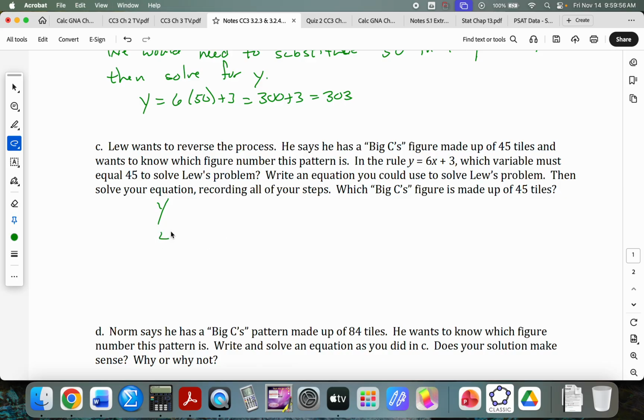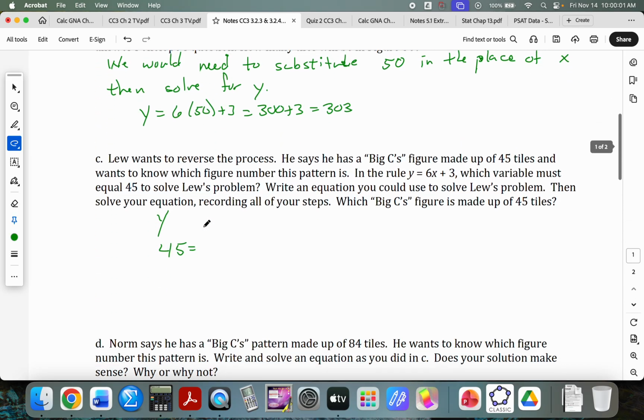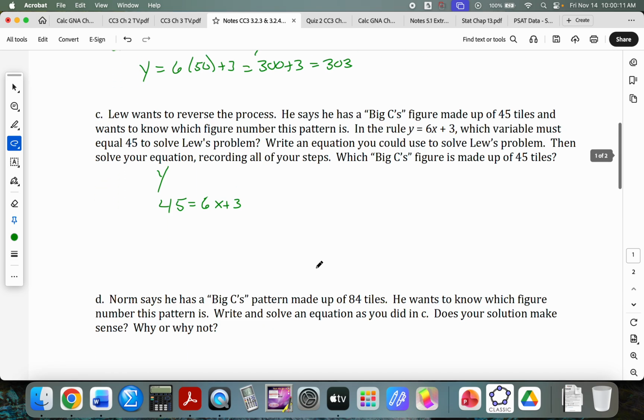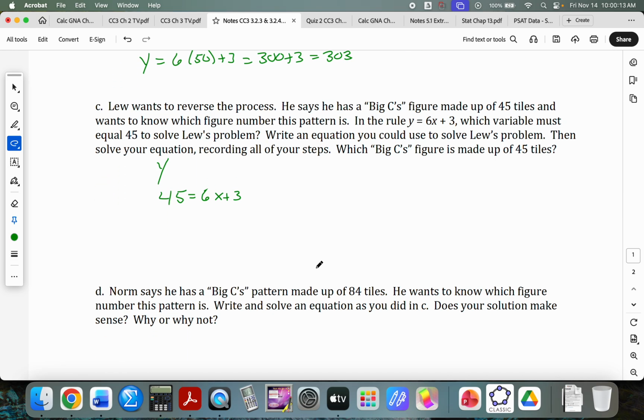So let's write the equation. That'll be 45 is equal to, what was it? 6x plus 3. All right, so Isabella, what would you do next? Yeah. Make a zero pair by subtracting 3 from both sides. 42 is equal to 6x.